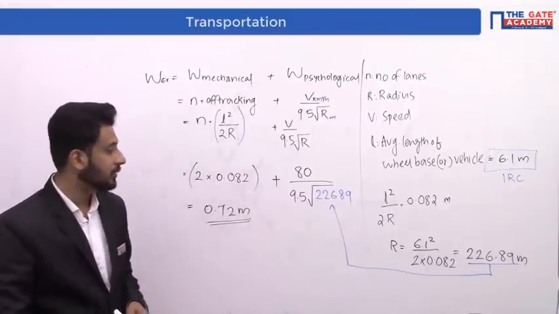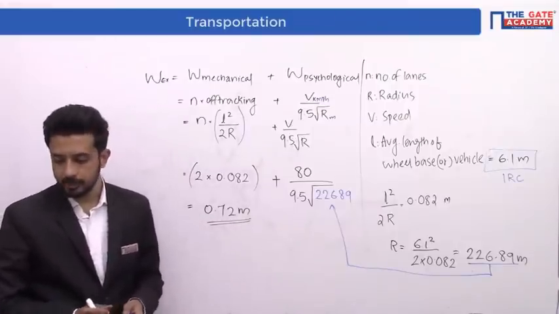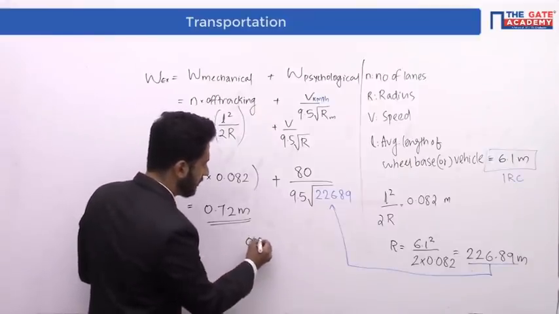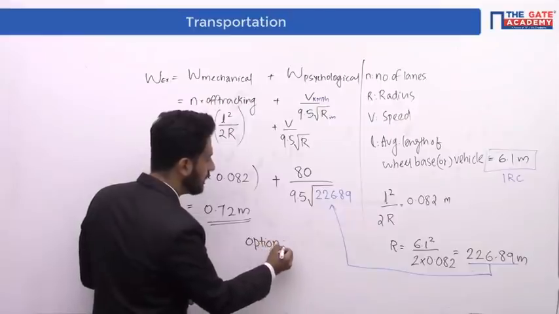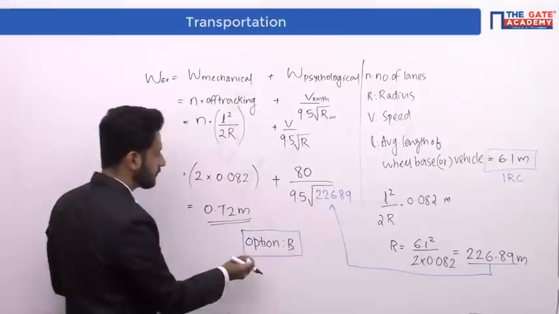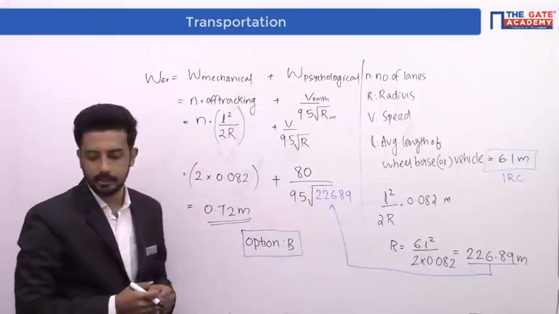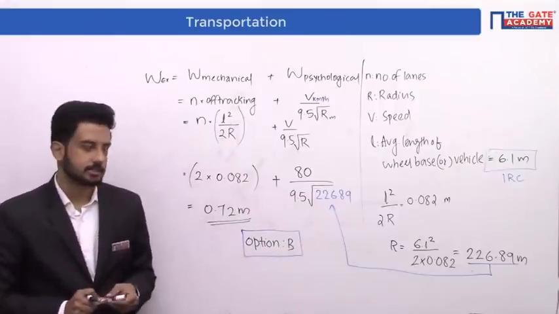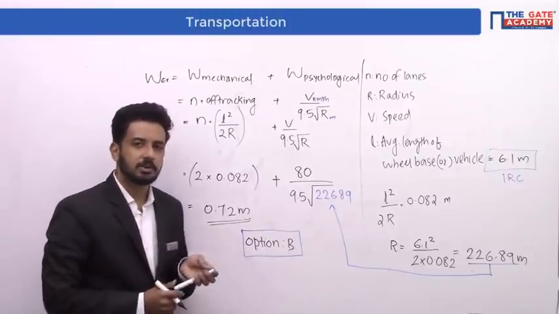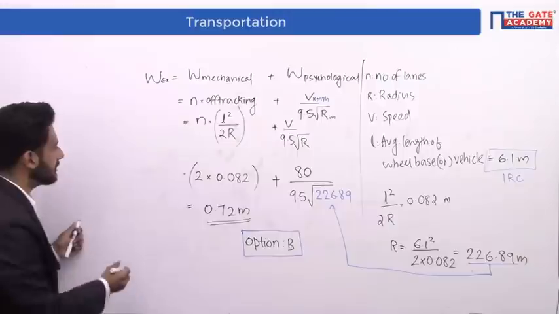So as per the given options, what will be the correct answer? Option B, correct? Whenever that exact value is not there, we have to select the nearest value, correct? So 0.75 meter will be the correct answer. So what does it actually mean? 0.72 meter. What does it actually mean?